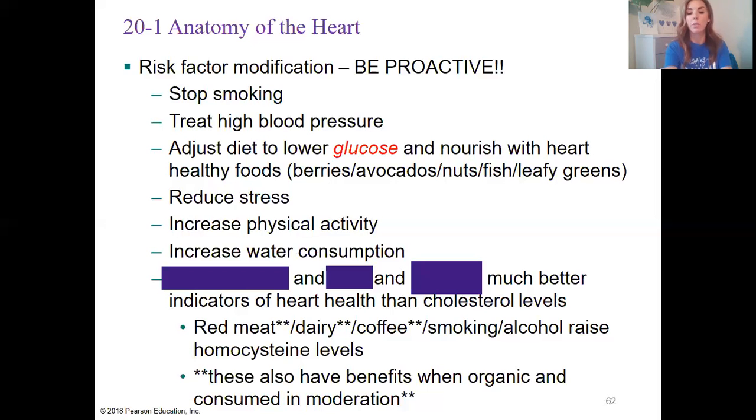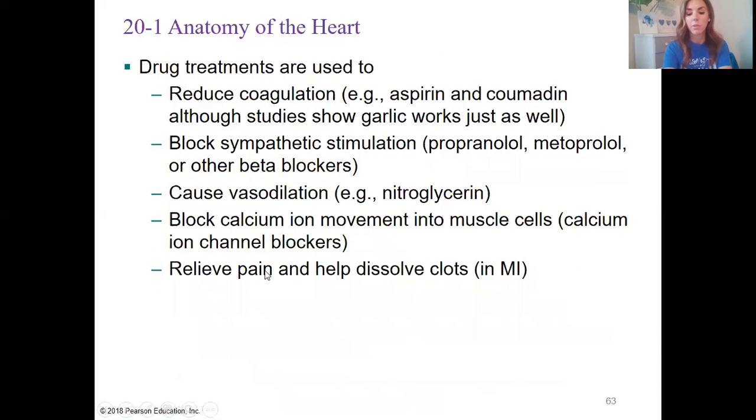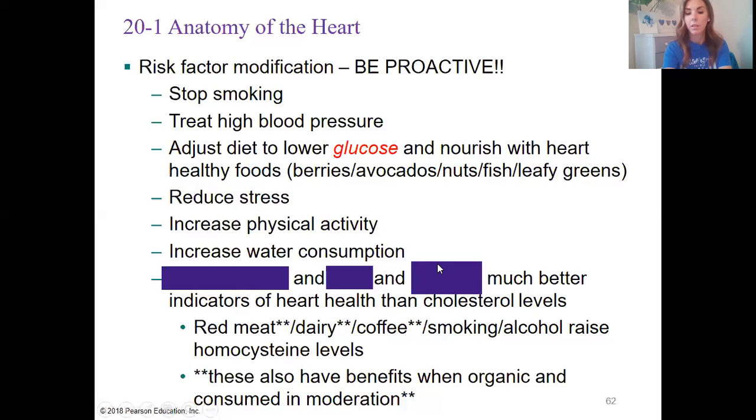Okay, and then in this PowerPoint, I also have some little blanks here in purple because these are better indicators of heart health than cholesterol levels are. So what you want to do is you can fill this in. Basically, homocysteine is the first one. CRP is the second one. And then BNP is going to be the third one. So homocysteine, CRP, and BNP are going to be levels that are going to be better indicators on blood labs than cholesterol levels.